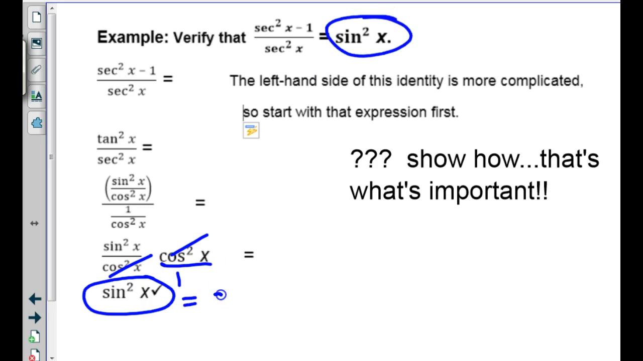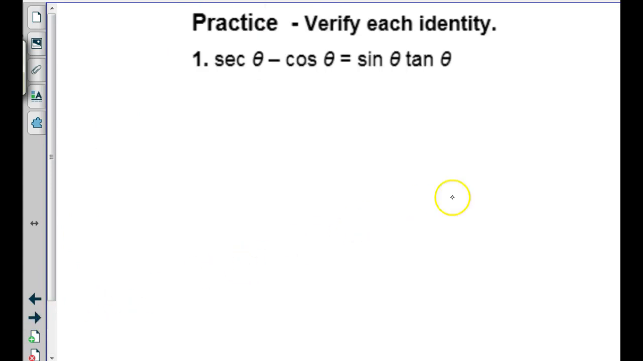Some teachers would have you write equals right-hand side to show that it's equal from up above. Or you could just show that you've gotten it to equal what it was. I'm not super picky about that. Any questions?